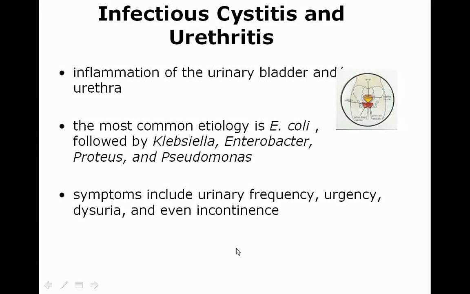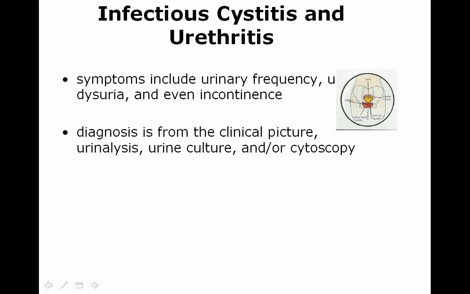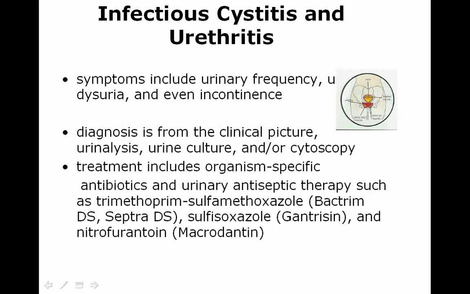Symptoms: urinary frequency, going very often, and urgency, dysuria, the difficulty or painful urination, and the patient may even have incontinence because of the inflammation. Diagnosis: usually just listening to the patient, talking about difficulty with urination, and then a urinalysis should be performed, the urine culture and sensitivity to identify the organism and know which antibiotic is appropriate for treating the cystitis.